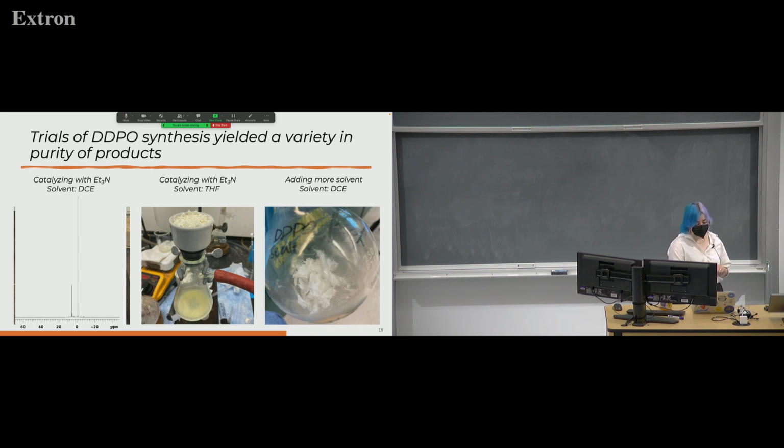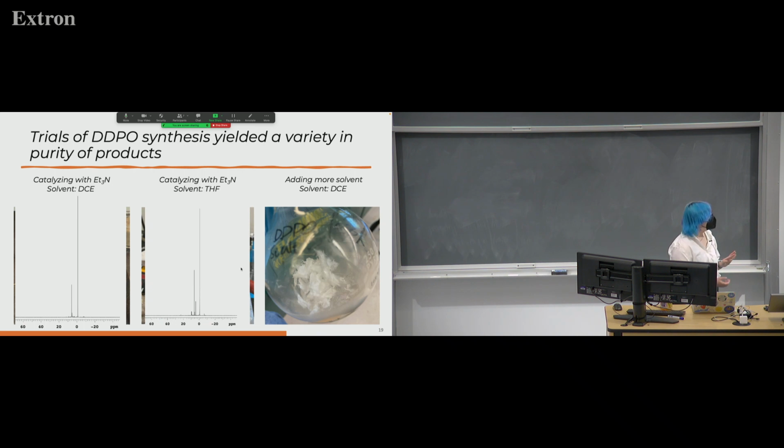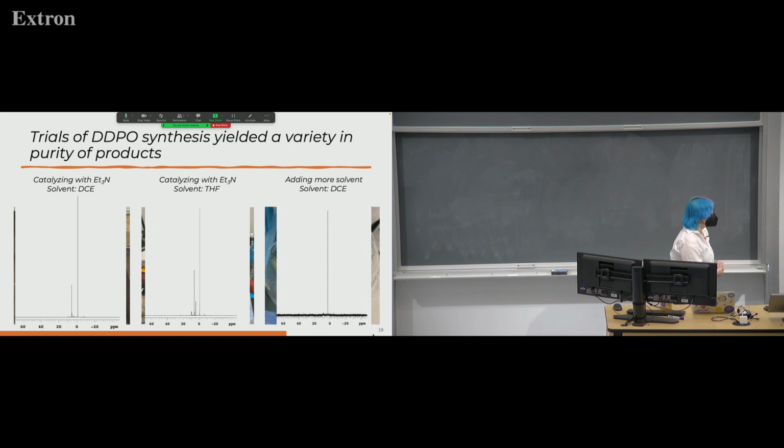For my second trial that I'm showing here, I had a lot more peaks going on, indicating that I was having a lot more issues with side reactions and side products, but still having that prominent peak indicative of DDPO. So still a successful synthesis, but some issues with purity. And then for this one, we have a really gorgeous phosphorus NMR showing just one super prominent peak, indicating that this was my most pure product that I was able to get over the summer, which was really exciting.